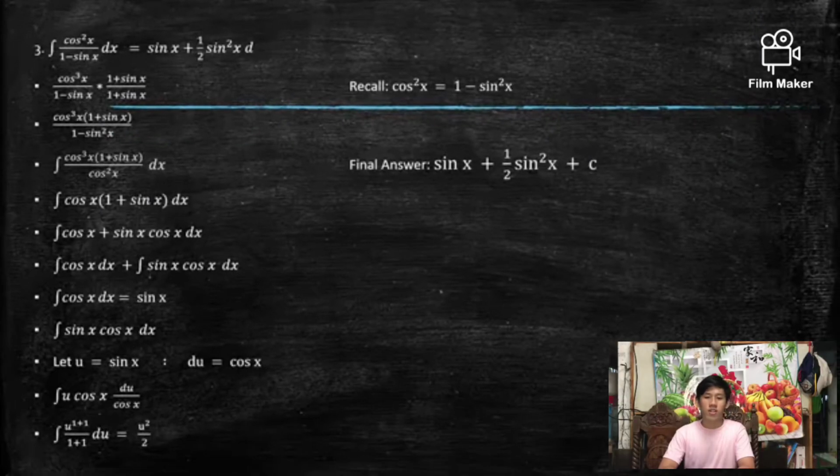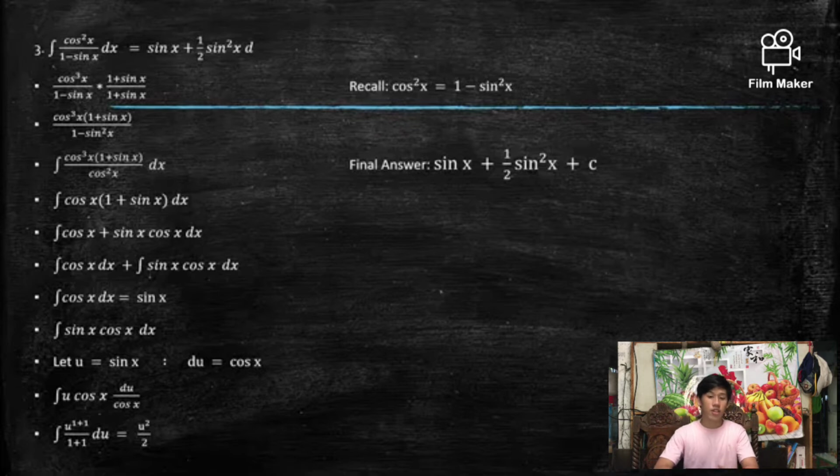For question number 3, the given question is the integral of cos squared x over 1 minus sin x dx. First, we need to conjugate the term by multiplying it by 1 plus sin x over 1 plus sin x, resulting in cos squared x multiplied by the quantity of 1 plus sin x over 1 minus sin squared x. Second, we need to recall the Pythagorean identity, then substitute cos squared x with 1 minus sin squared x.